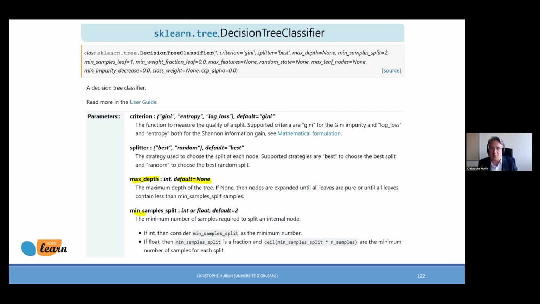Minimum sample split. If I have a node and I impose a minimum number of samples, of individuals, to make a split, by default the value is 2. Yes, to make a split, in general, we have to be 2 at least. But I can increase it. And by increasing this value, I will limit the depth of the tree.